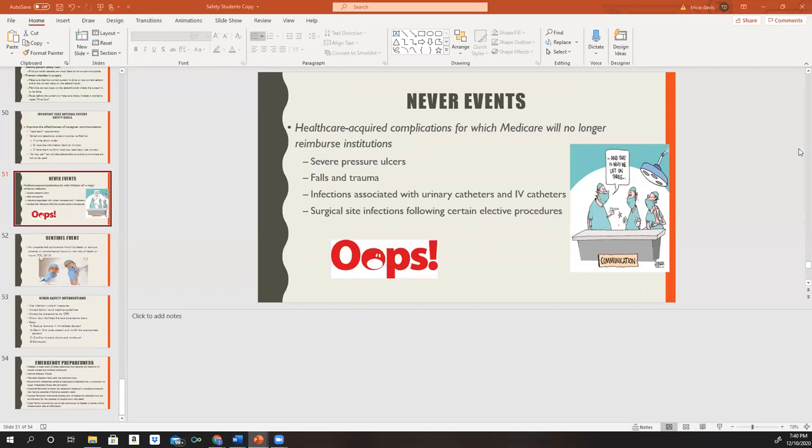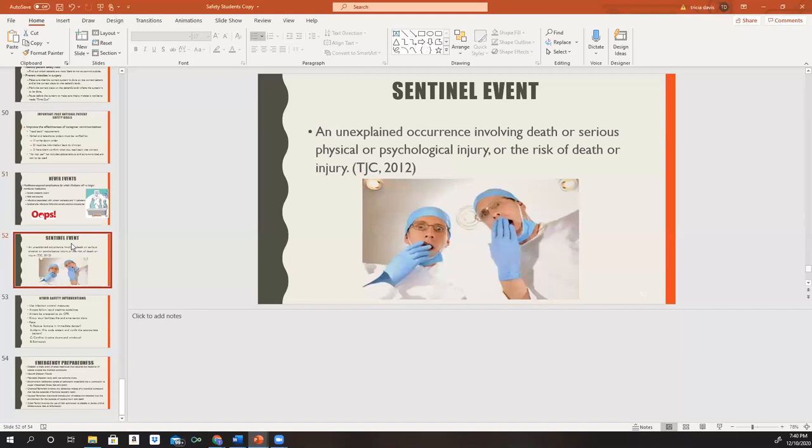So a sentinel event is an unexplained occurrence involving death or serious physical or psychological injury or the risk of death or injury. This is not something you ever want to happen in your facility. They do happen, few and far between, but they do happen. But it is something that you would want to prevent.